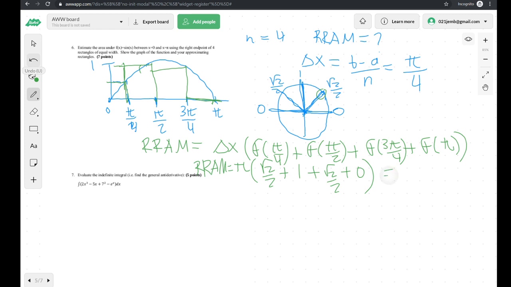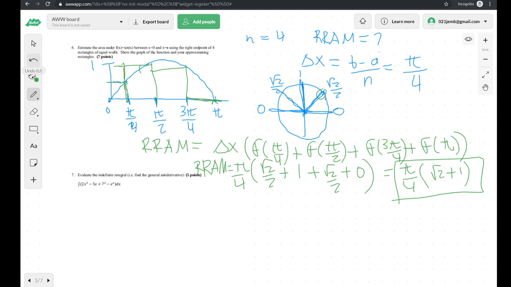All right, so that's going to be pi over 4 times 2 times root 2, which is root 2 plus 1. Hmm, that's going to be the value of our RAM for this problem.